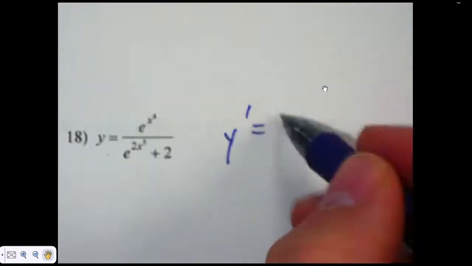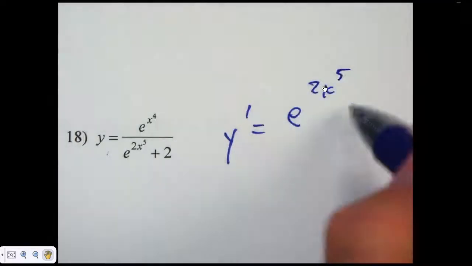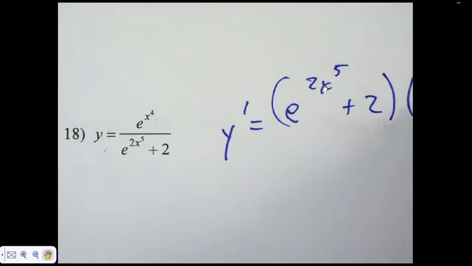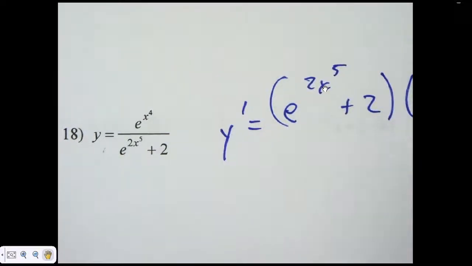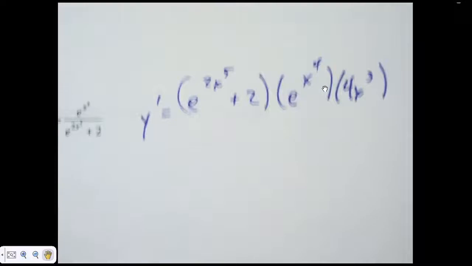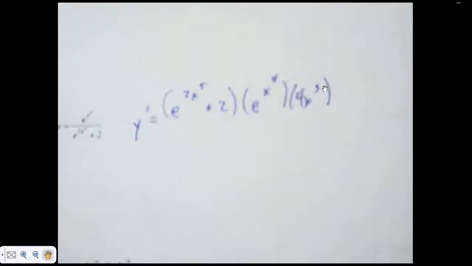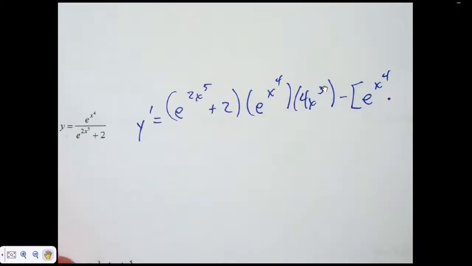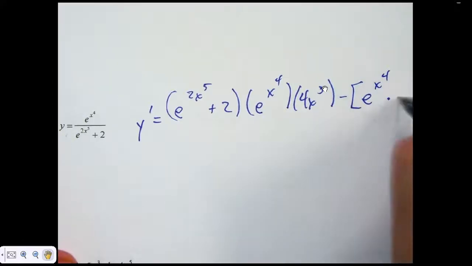So quotient, remember, is the bottom times the derivative of the top. So what's the derivative of e to the x to the 4th? E to the x to the 4th times 4x cubed. So it's the bottom times the derivative of the top. Minus the top times the derivative of the bottom. Well, what's the derivative of the bottom? E to the 2x cubed times 6x squared.